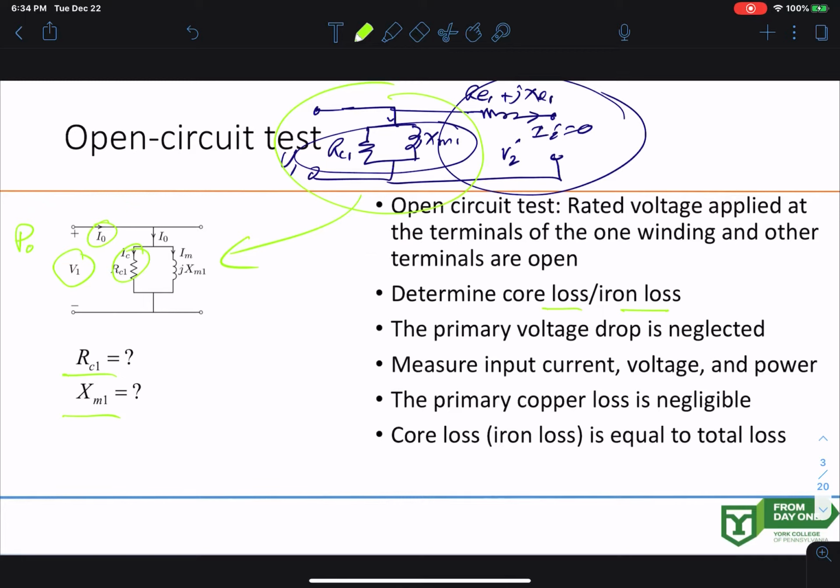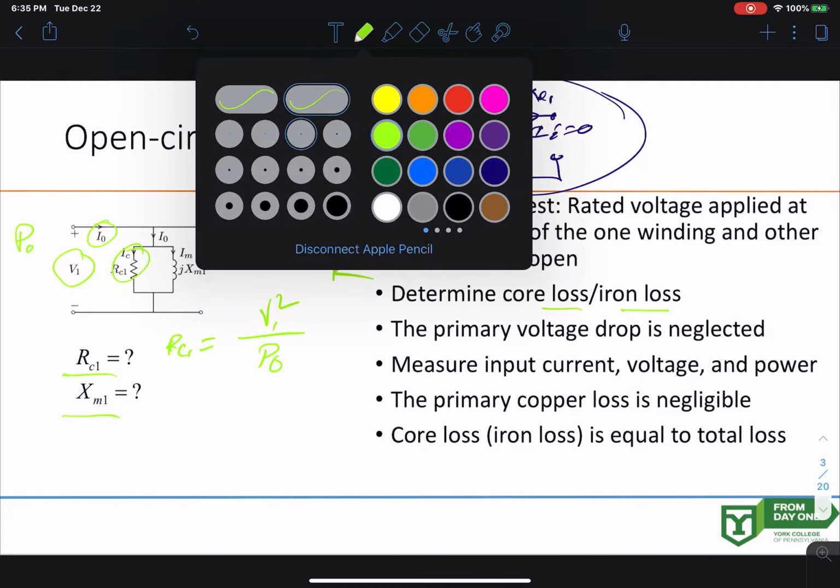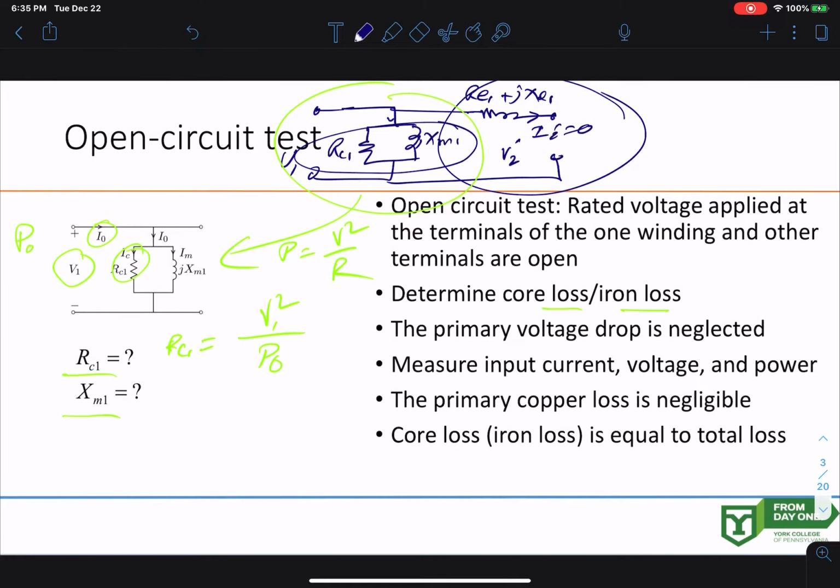If we know power and voltage, we can easily find RC1 using this equation over here: V1 squared over P0. That equation came basically from P equals V squared by R. We can modify this equation to find the resistance. So once you have the resistance, you can easily find IC. IC going through the resistance would be V1 over RC1, right? So now we have the resistance.